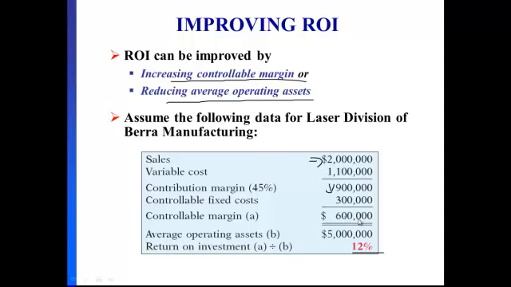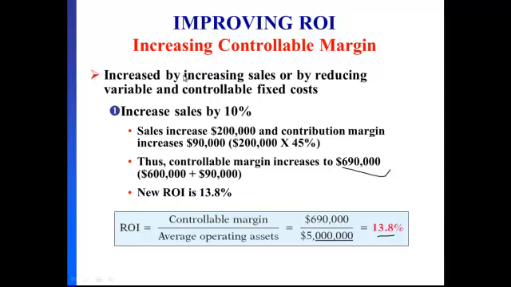Now, I can improve on that 12% by improving the controllable margin. And I can improve the controllable margin by improving the sales and holding everything else the same percentage, or by not improving the sales but reducing the cost at that sales level. So let's look at those two separately. First of all, increasing sales. If I increase sales by 10%, sales will go up 200,000. Contribution margin will increase 90,000. And therefore the controllable margin goes from 600 to 690,000. Now 690,000 as a percentage of 5 million, I have improved my ROI from 12 to 13.8%.